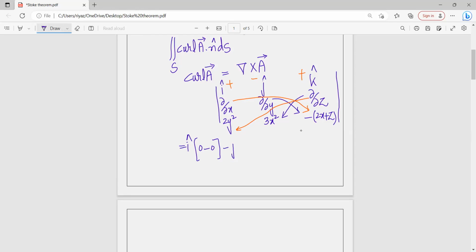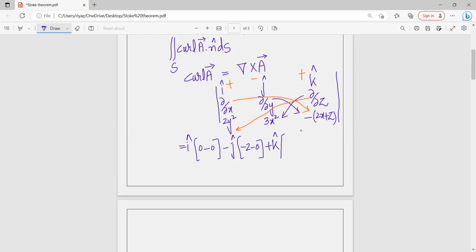Minus j cap into, if you neglect the column and row, what's the answer? Dou by dou x of this value. We have x here, so minus 2 left out. Right now, this z becomes a constant 0, and this value with respect to z, we don't have z. So let it be 0 plus k cap.